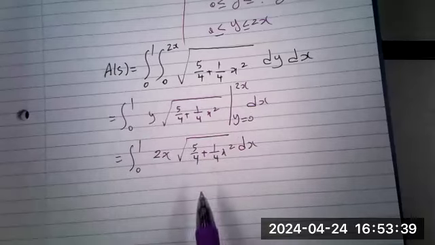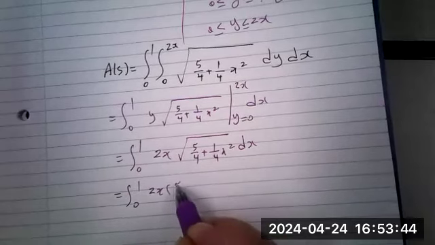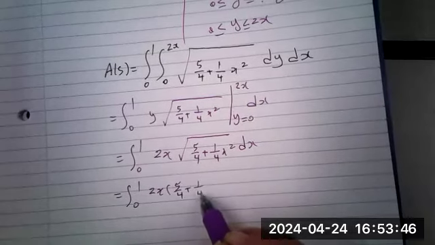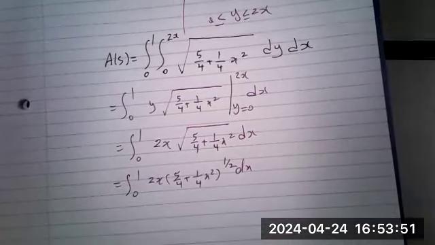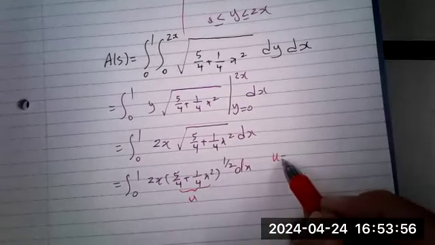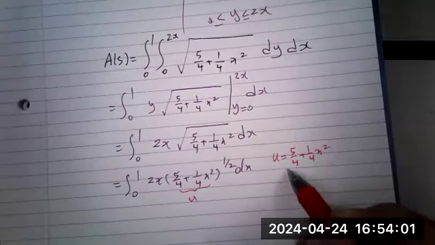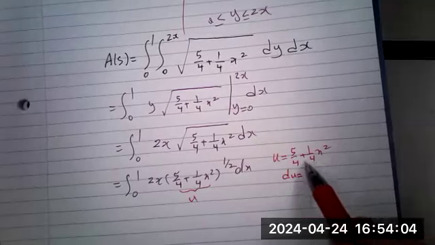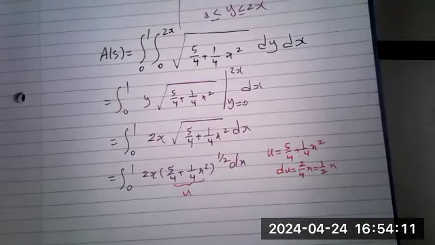And now we want to integrate this one, change it and use substitution. 2x times 5/4 plus a quarter of x squared to the half, dx. Now we take this one to be u. You see, your u would be 5/4 plus a quarter times x squared. So the du would be 2/4 of x, which is 1/2 of x. So you need a 1/2 to get that u prime, x.